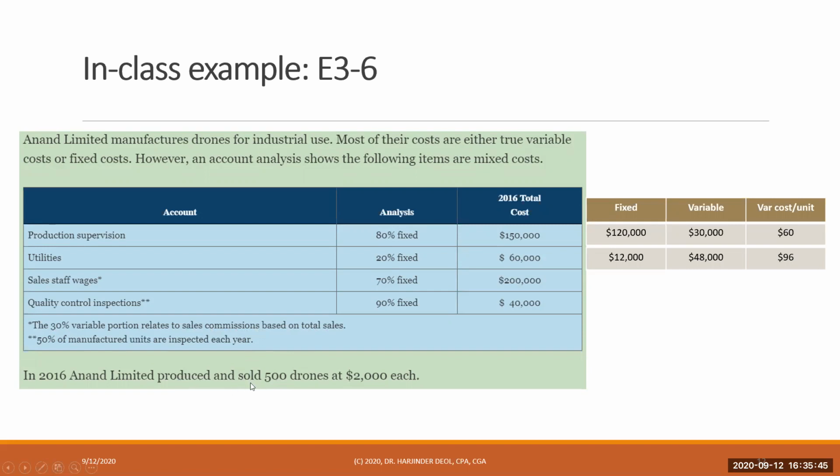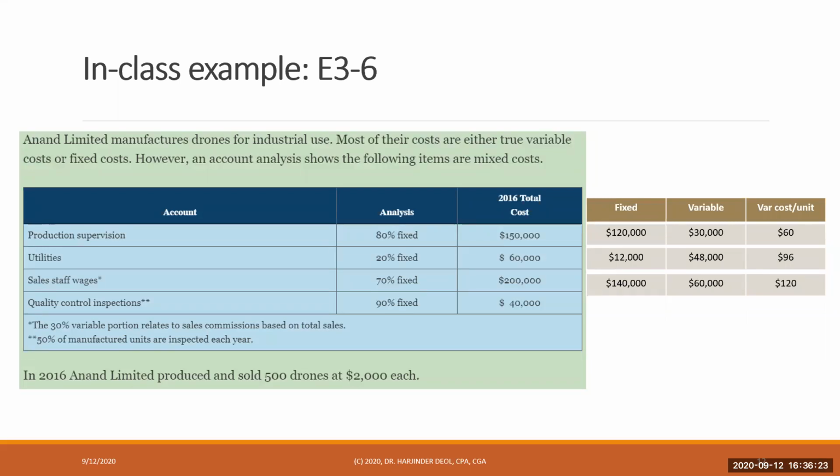If, on the other hand, we were told that the company produced 500 and they sold 400, then for calculating the variable portion of the sales staff wages, we would have used the number of drones sold, because the variable portion, we're told, relates to the sales commissions based on total sales. All right, so 70% fixed out of 200,000 gives us $140,000 of fixed costs. Remainder 60,000 is variable. Divide the 60,000 by 500 units, we get $120.